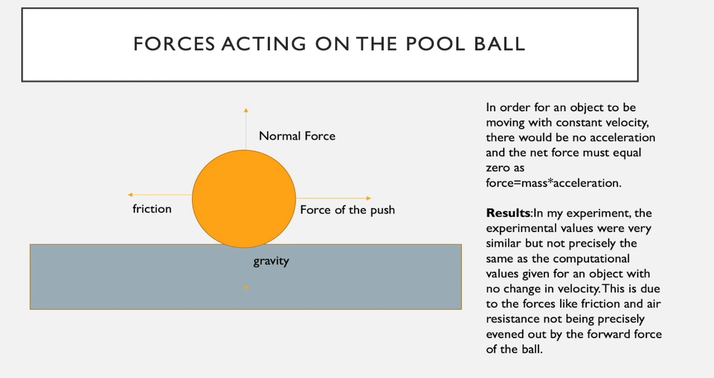In order for there to be constant velocity, which means there is no acceleration, all of these forces need to cancel each other out to create a net force of 0. The decrease in velocity that I saw during my experimental model was likely due to external forces such as the friction or air resistance not being evened out by the forward forces of the ball, creating a non-zero net force.